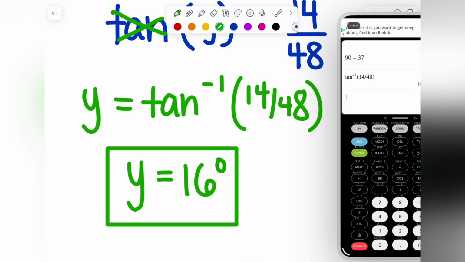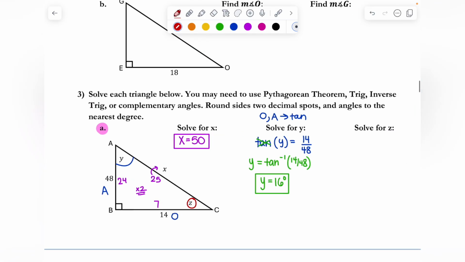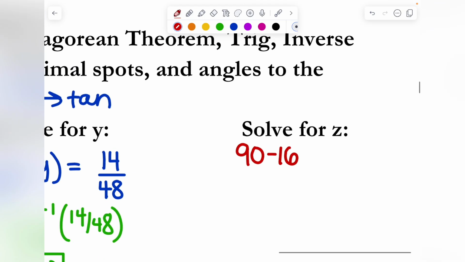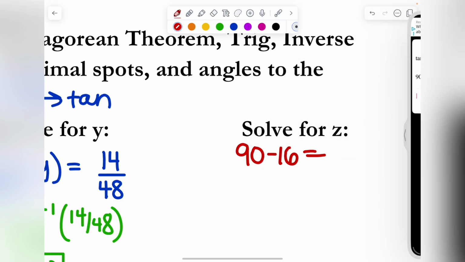Okay, if that is 16 degrees, to find the other angle, I'm going to do 90 minus 16. So that's to find Z. So 90 minus 16 is 74 degrees.